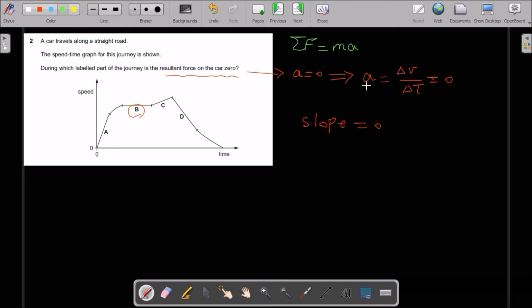So we know that acceleration is rate of change of velocity. So when acceleration is 0, it means delta v will be 0. So it means velocity is constant, or speed is constant. That's why the slope of a speed-time graph must be 0. So B is right.